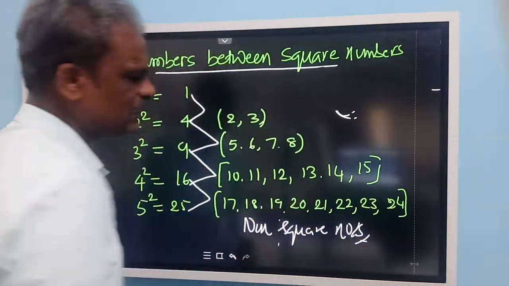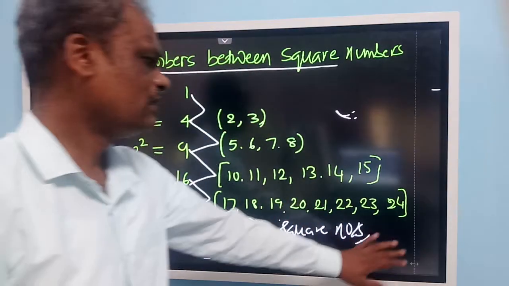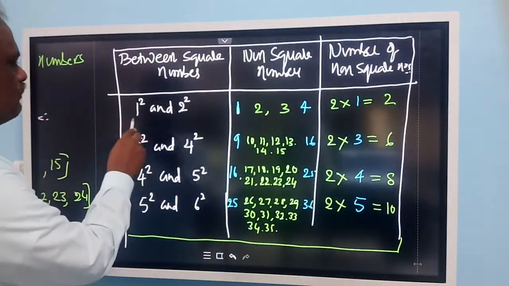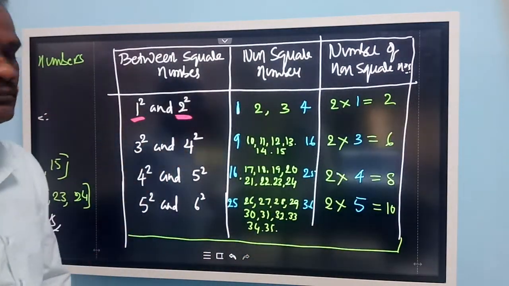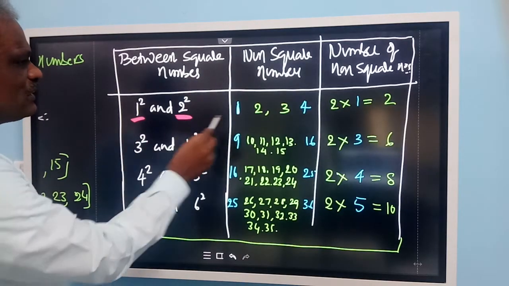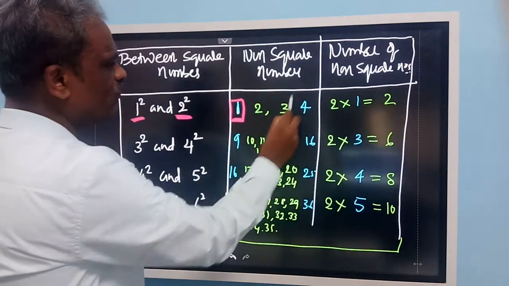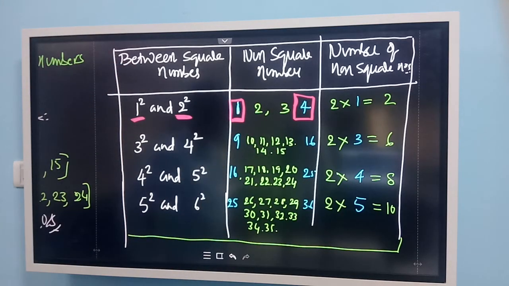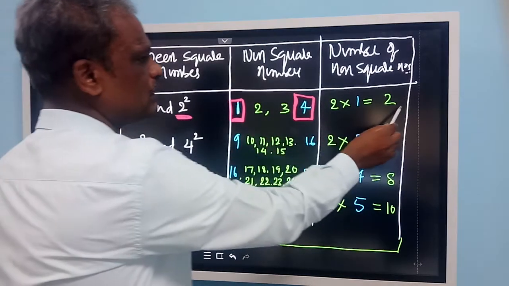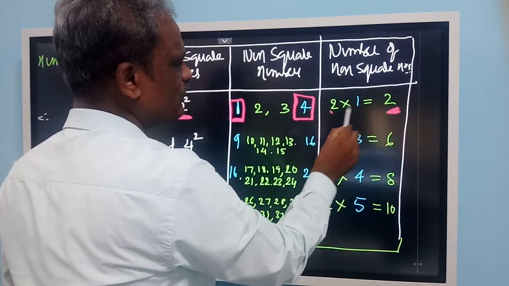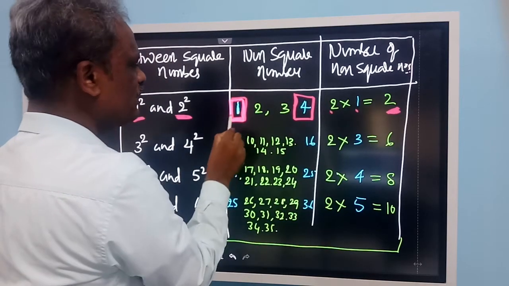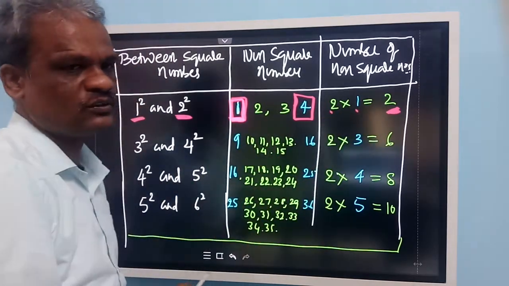So let us see how many non-square numbers are there between two consecutive squares. I have drawn a table here. Between 1 square and 2 square, that means between 1 and 4, how many numbers are there? 2. That 2 you will get by multiplying 2 into 1. 1 is the first square number. 2 into this 1 gives you that 2.